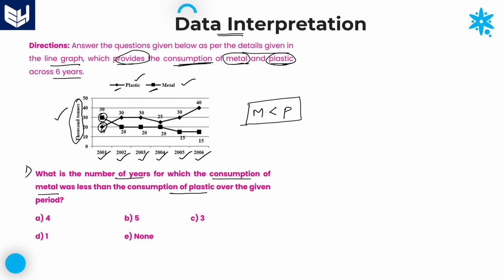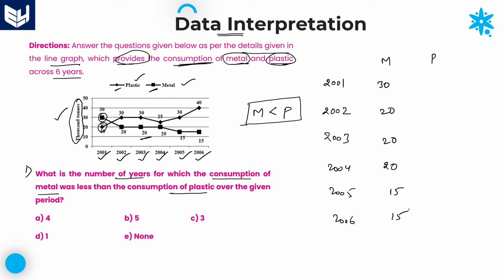Now you need to start with 2001. I'll just write all the years: 2001, 2002, 2003, 2004, 2005, 2006. Here we need to compare metal as well as plastic. Metal is nothing but all square values. First, I will write all metal values in each and every year. First 30, and next 20, and next again 2003, that value is 20, and next again it is 20. After that it is 15, and again last year 15.